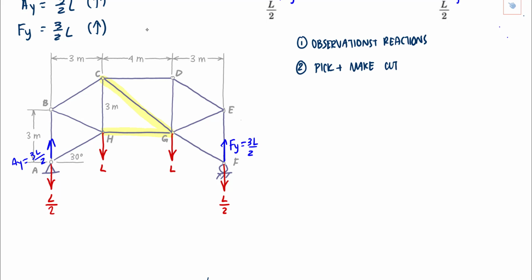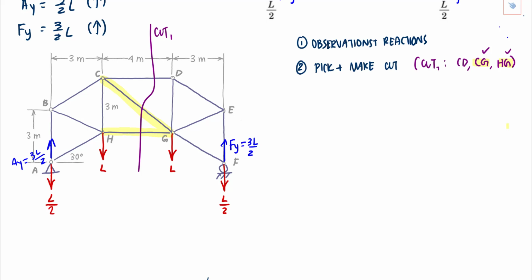So again, this problem is pretty nice. I can go ahead and make a cut there, and I'll call that cut 1, which cuts through CD. It cuts through CG, and it cuts through HG. And then the 2 members that we're looking for are our cut through. Great.